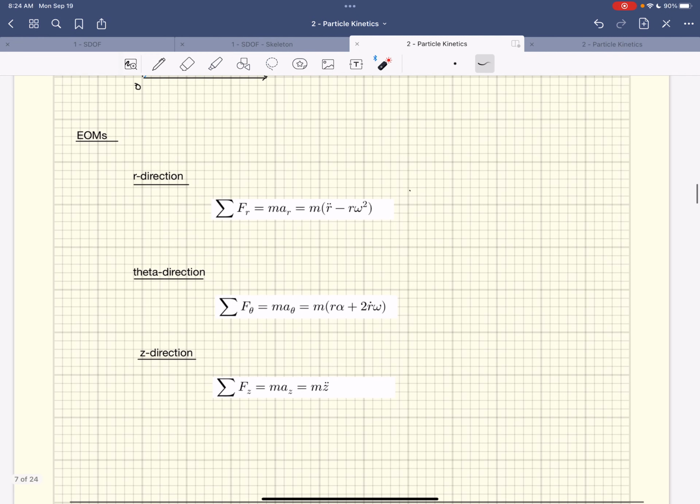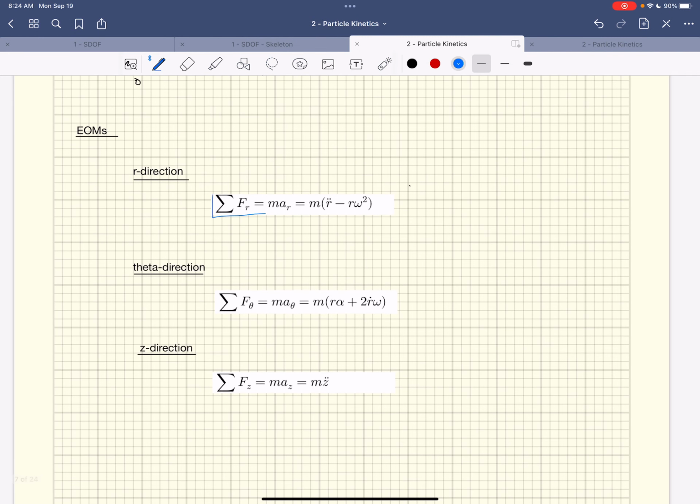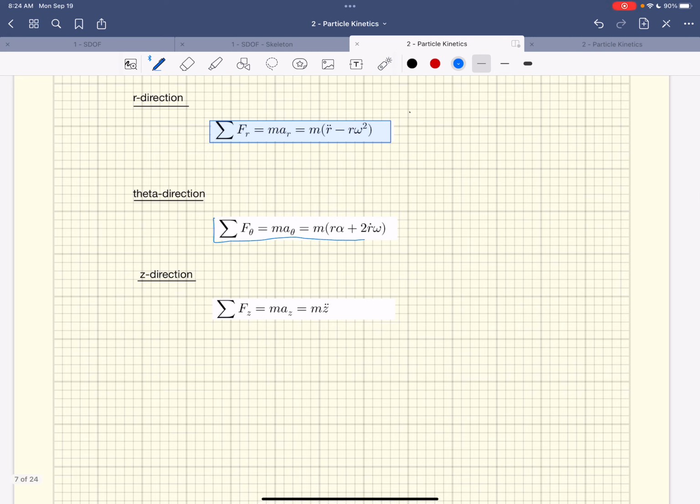So when we do this derivation, you just look at the different directions, sum of the forces in the R direction. We're going to do that same thing. We're going to draw our free body diagram. Then we're going to look at our coordinates on there. We're going to sum up all the forces in the R direction, and that's equal to mass times acceleration in the R direction. Now the acceleration in the R direction is both of these things, mass times R double dot minus R omega squared, right? And then in the theta direction, we're going to sum up all the forces in the theta direction, and it's going to be mass times acceleration in the theta direction. Now acceleration in the theta direction is everything, right? R alpha plus 2 R dot omega. It's got the R alpha, the tangential acceleration, plus the Coriolis acceleration.